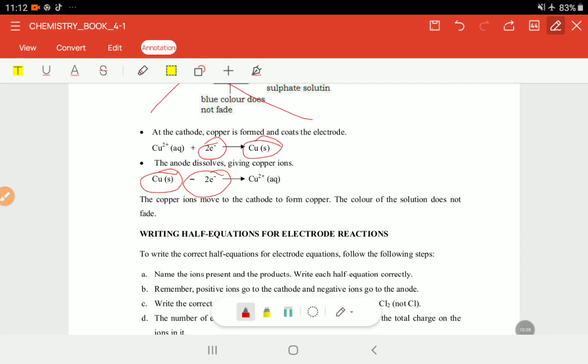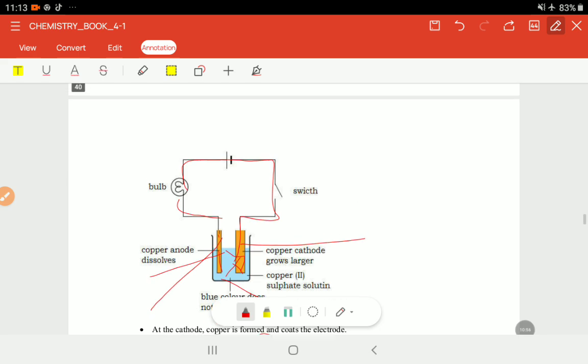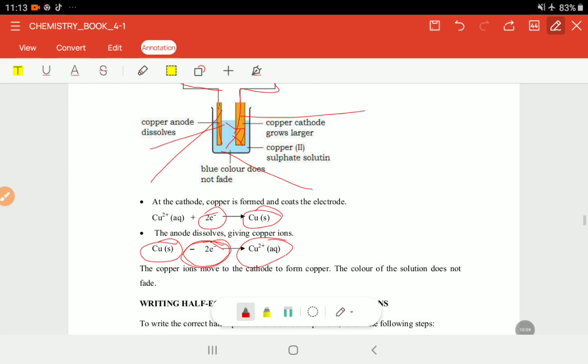So at the anode we just see the metal dissolving, and as that metal dissolves it loses 2 electrons, and those electrons move, and for that reason if this copper has lost 2 electrons we end up with copper, but as an ion. It's different from the way it was above, because above we found that the copper 2 sulfate fades because we were using the copper, okay.